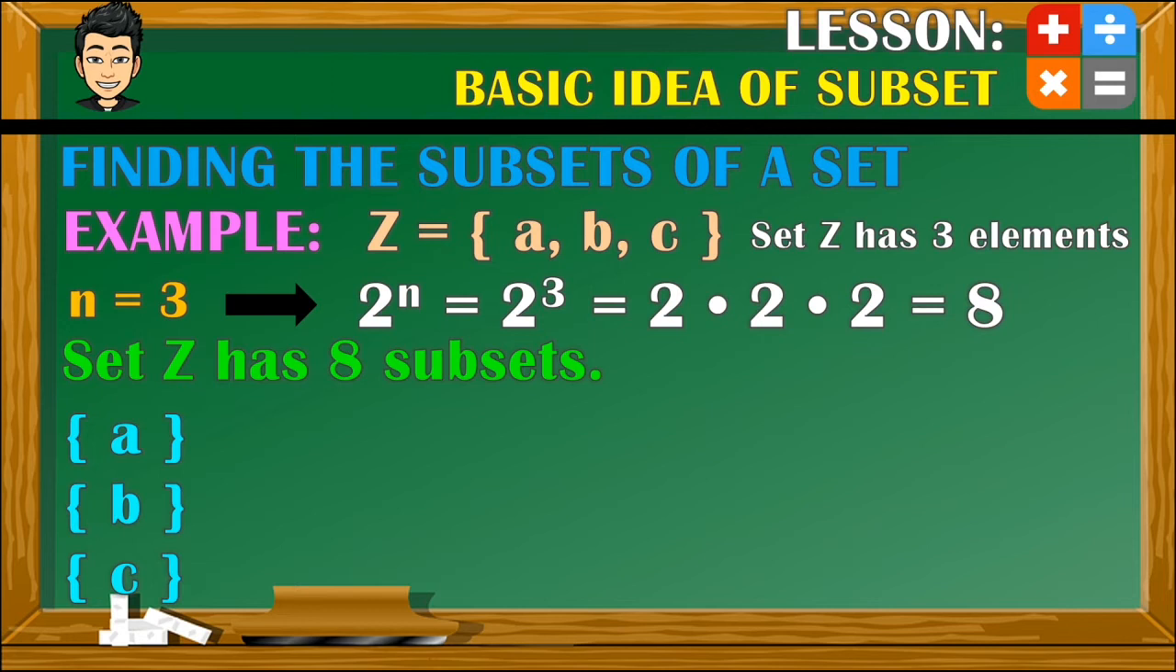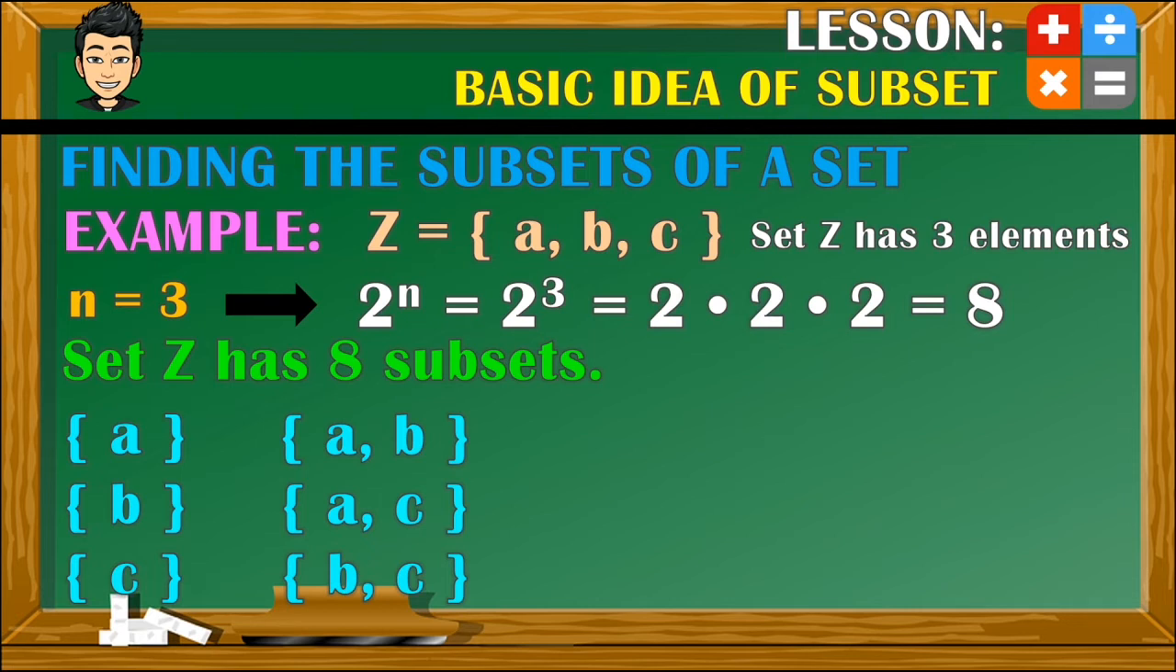Now that we have 3 subsets of set Z, we still need to identify 5 subsets. After getting the sets with one element each, this time we will list down the sets with 2 elements. And so, we will have AB, AC, and BC. Remember that the element AB is just the same with BA. Likewise, AC is similar with CA, and so on. Because arrangement or order of the elements in a set does not matter, as mentioned from our previous video.